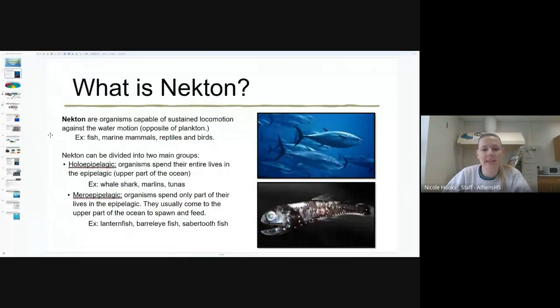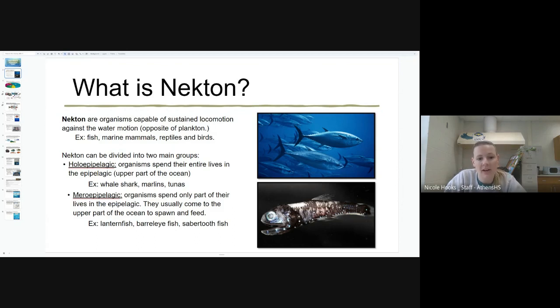All right, what is nekton? Nekton is the opposite of plankton. Nekton are animals that can sustain locomotion in the water, against the water's motion. So they can swim on their own against the motion of the water. These are fishes, marine mammals, reptiles, and birds. This section is all about fishes.